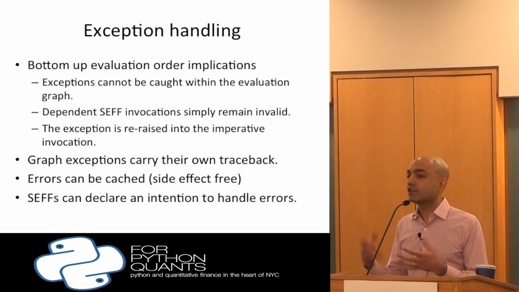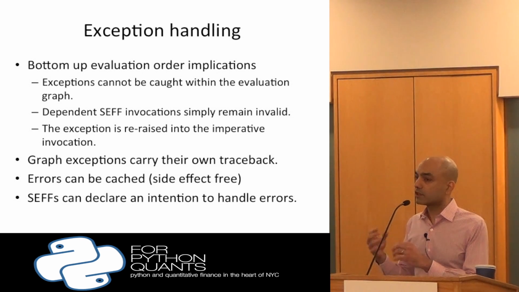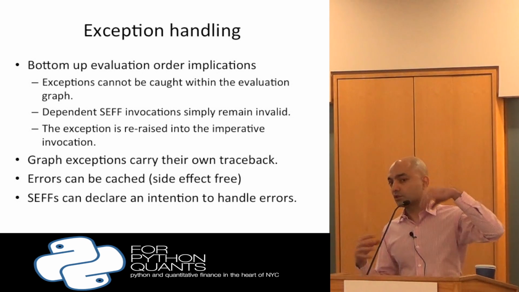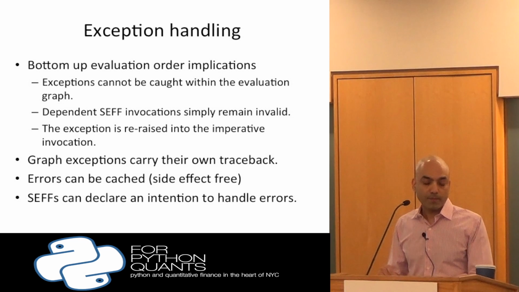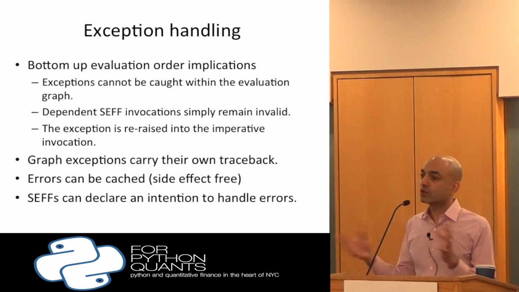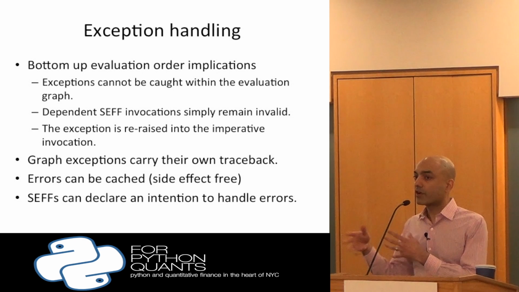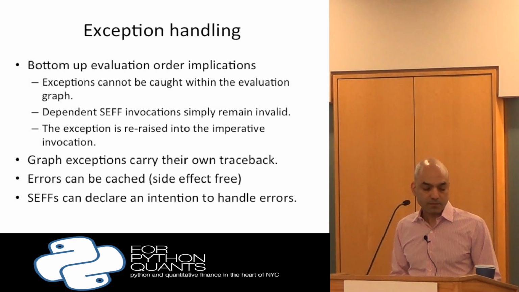But this doesn't actually change the behavior, because those pure functions aren't actually valid. So once the cause of that exception is fixed and you reevaluate this, that chain of functions will become valid again. So every graph exception essentially carries its own traceback. You can still inspect where it came from, and then you can retry after you fixed the error.